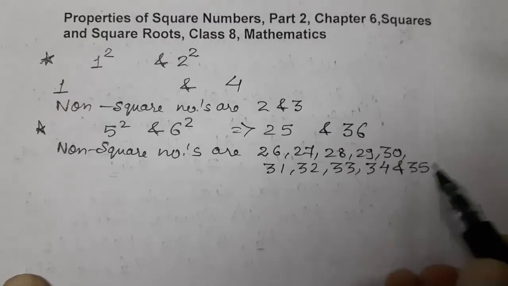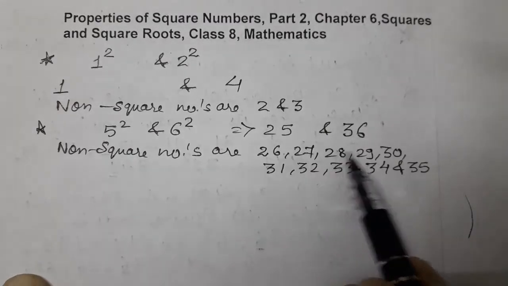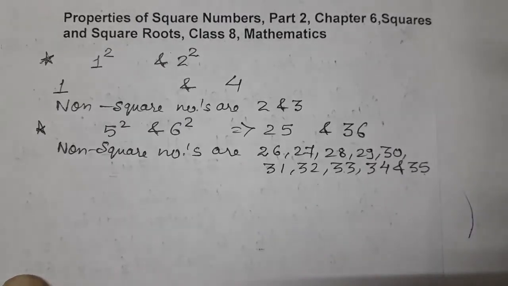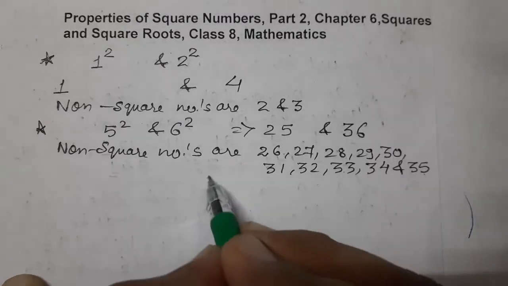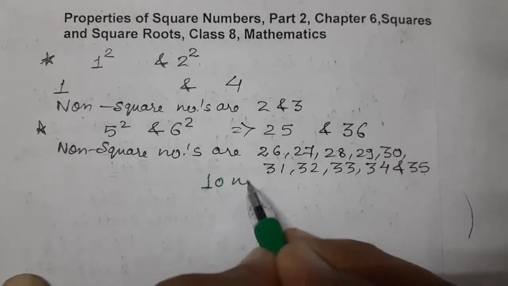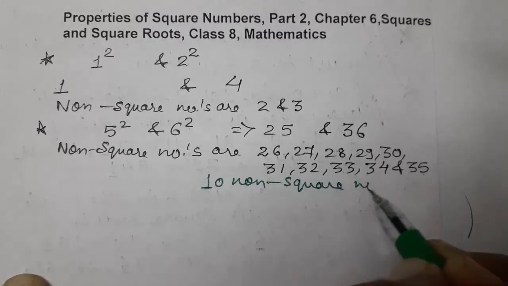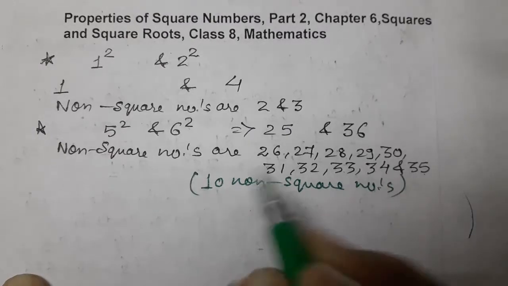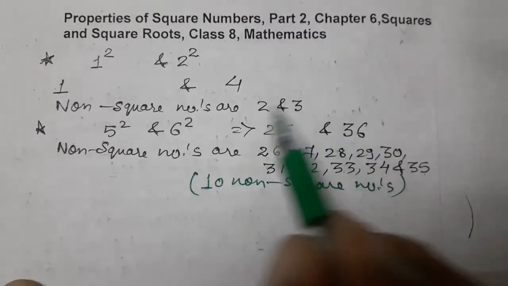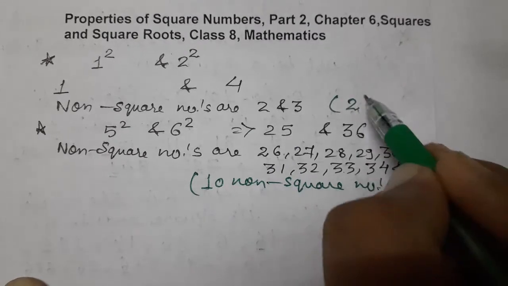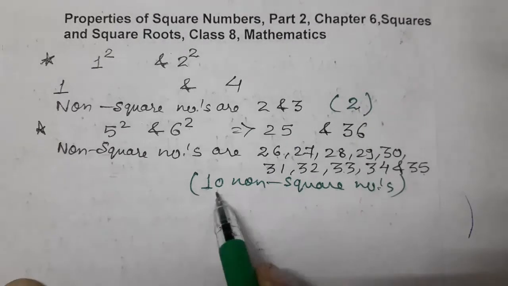Now count how many are there? 1, 2, 3, 4, 5, 6, 7, 8, 9, 10. How many numbers are there? 10 non-square numbers are there. Now what about that first one? How many non-square numbers are there? 2 and 3. So 2 non-square numbers are there. And here how many? 10 are there.